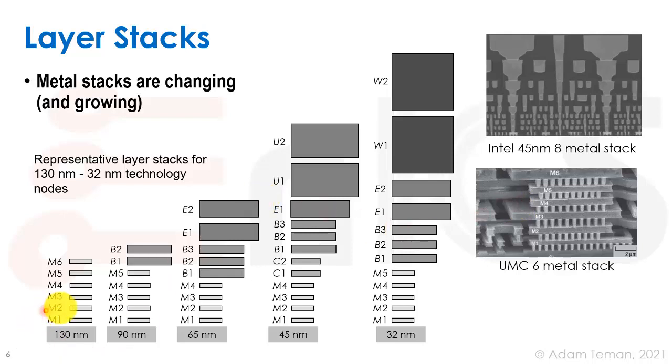Okay, so to understand what it is, let's go back to this slide that we saw about layer stacks. And if we go to older technologies, such as 130 nanometers, and this is just representative, it's not from an actual technology, what we had was a bunch of metal layers, and all the metal layers were exactly the same.